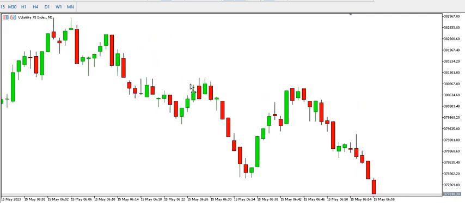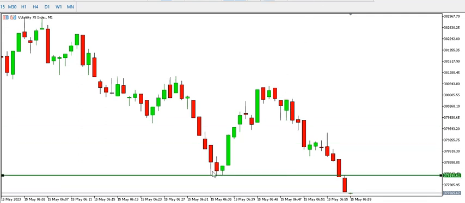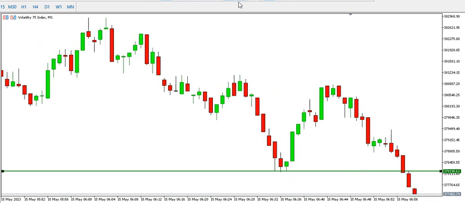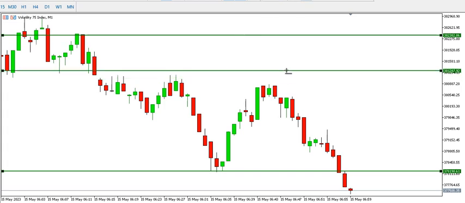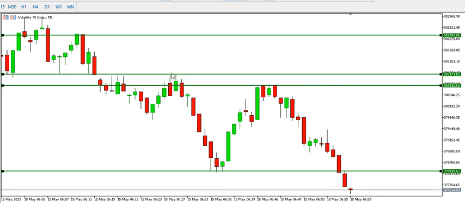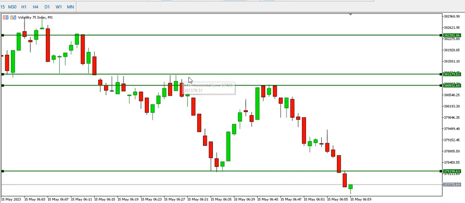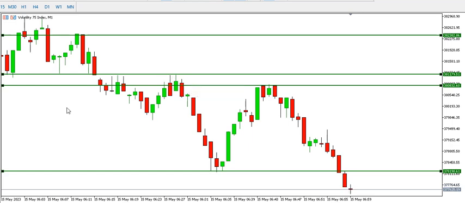Look at what is happening on the 1 minute time frame. Price is breaking structures, like this structure just got broken around here on the 1 minute time frame, and we keep seeing lower lows. This is a low, this is another low, and these are lower highs. This particular high is lower than this high. This particular high is lower than this high. So we might look for how to scalp sell volatility 75 index on the lower time frames.